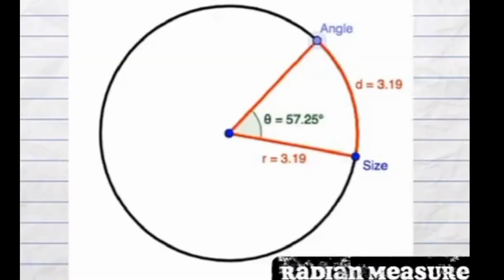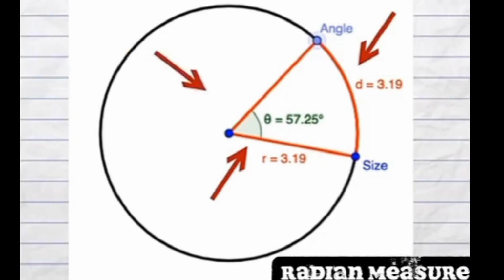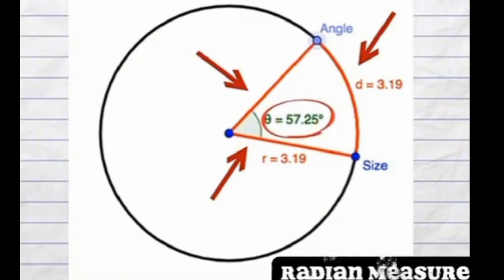First, start with a circle and a radius. Next, take the length of the radius and place it on the circle. It is the same length as the radius but curved. Next, draw another radius and have it touch the end of the arc you just drew. You now have two radii and an arc with length equal to the radius in a circle. So this angle is equal to 1 radian. With radian measure, the angle is measured in relation to the radius of the circle.